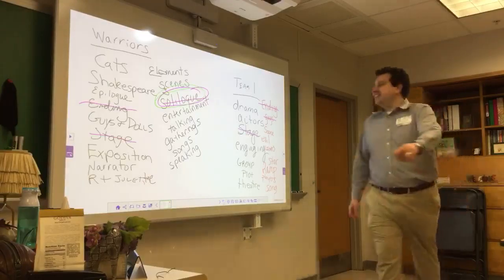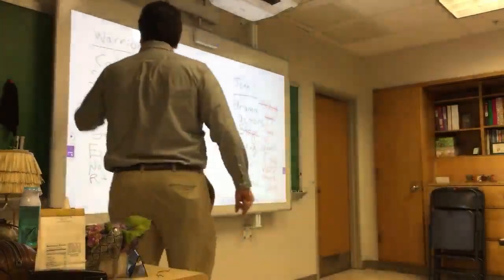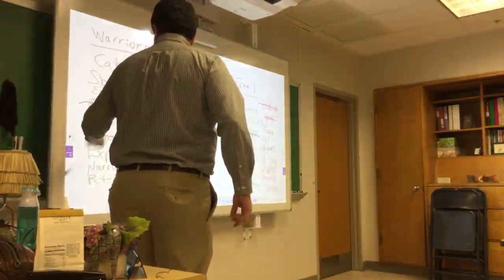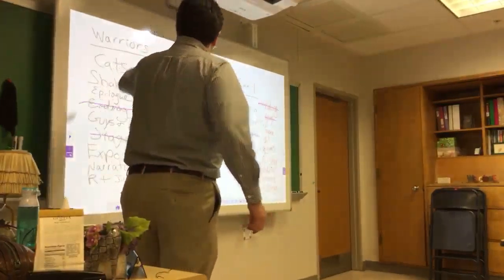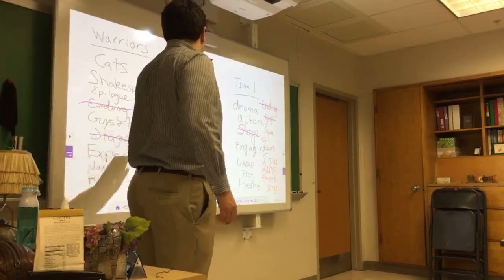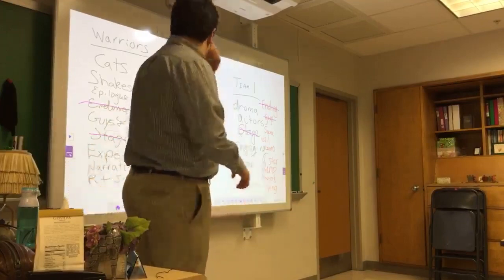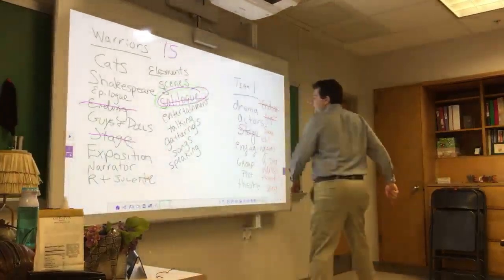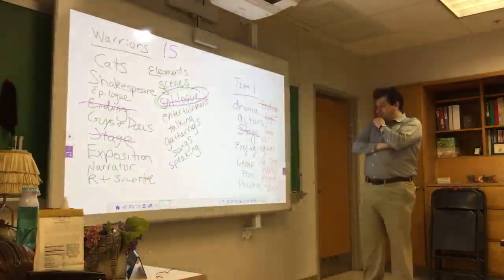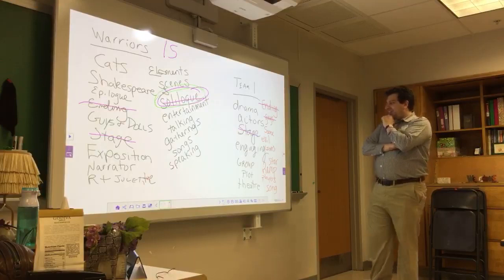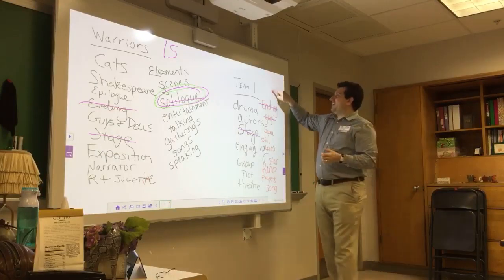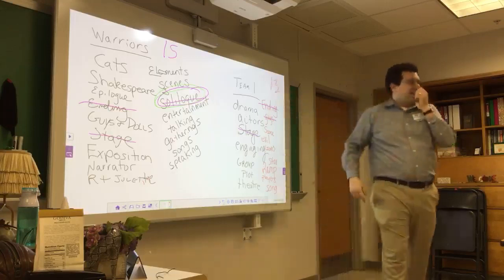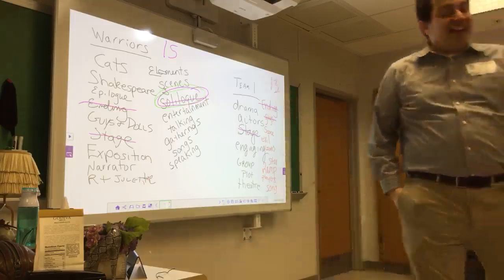All right, how did we do? 1, 2, 3, 4, 5, 6, 7, 8, 9, 10, 11, 12, 13, 14, and 15 on this side. And over here I've got 13. Hey, congratulations, Warriors. You got it. You win bragging rights the rest of the day. It was close.